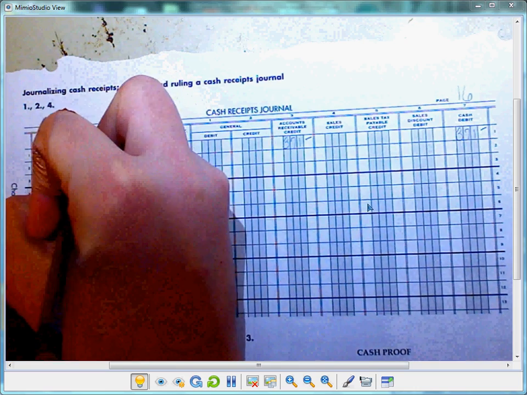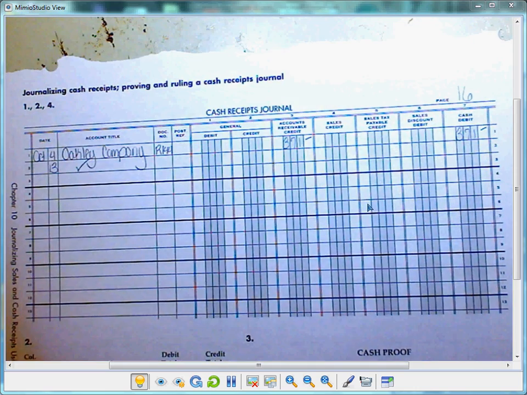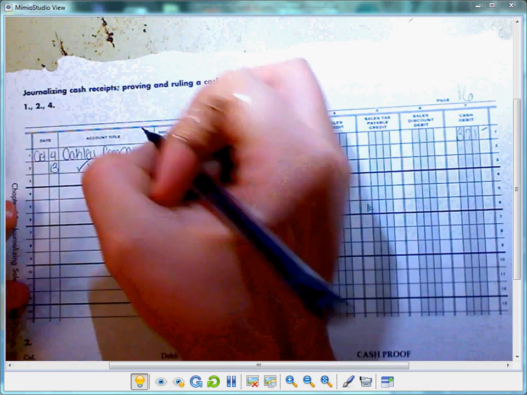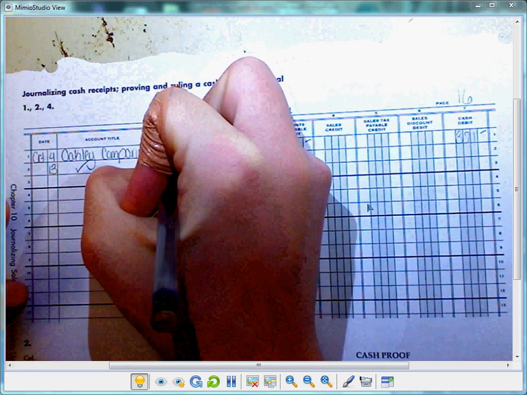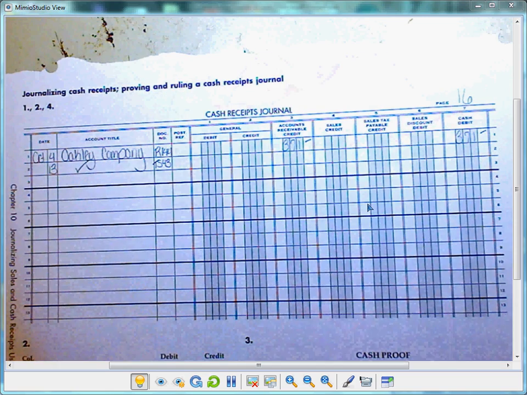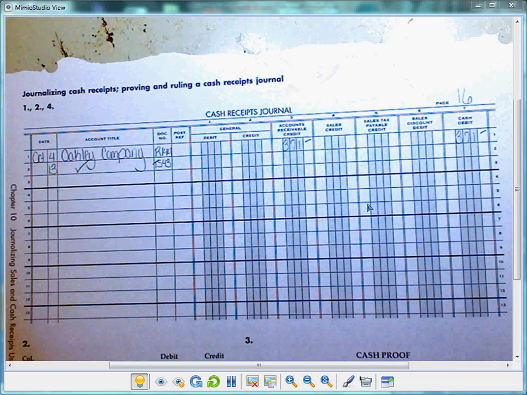Okay, because I don't think we're ever going to write sales in the account title. Well, you know what I meant. And so our document number is TS 43. Check the credit. A lot of accounting. Yes, put a check mark in the post reference.